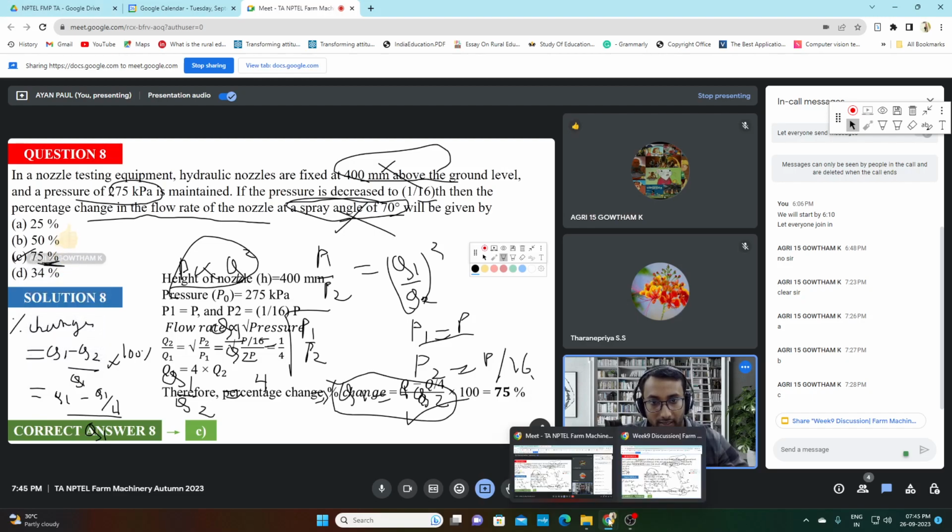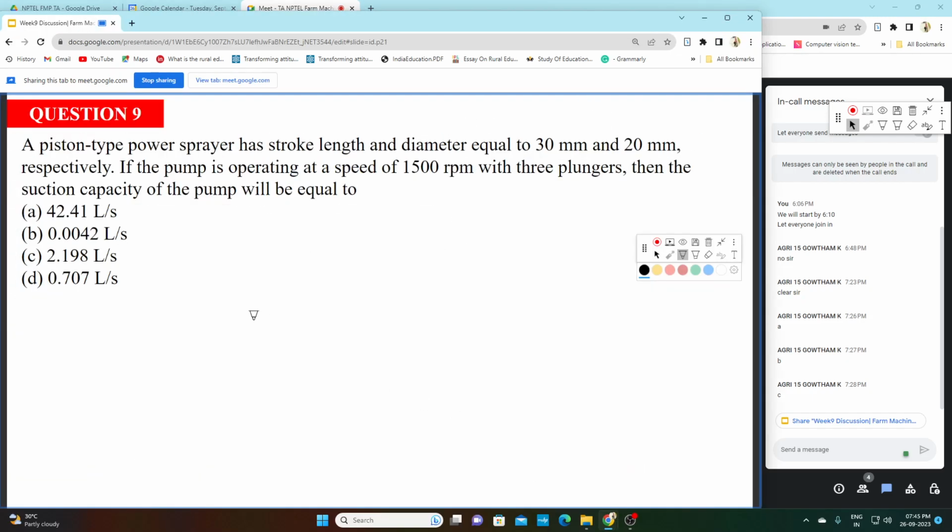So nice. Let me move to the second last question. A piston type power sprayer has a stroke length of 30 millimeter and a diameter of 20 millimeter. If the pump is to be operated at 1500 rpm with 3 plungers, then find the suction capacity. I have already told you the formula. Q is pi by 4 d square L into capital N into small n, where capital N is your RPM and small n is your number of plungers.